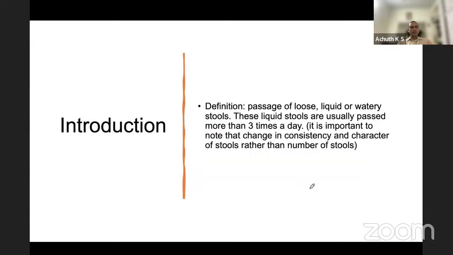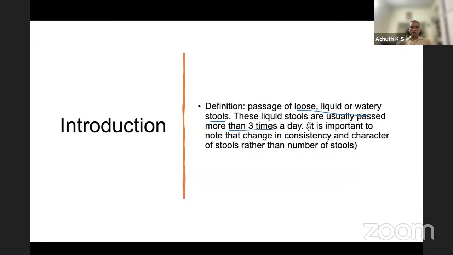Coming to the introduction, definition. What is the definition of diarrheal disease? It is defined as passage of loose, liquid or watery stools, usually for more than 3 times a day.